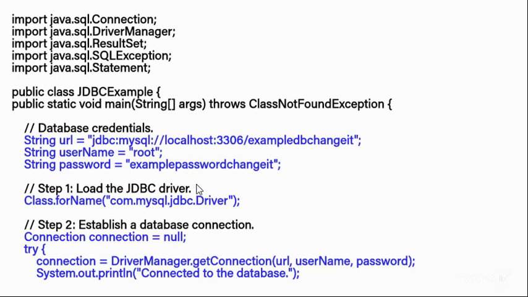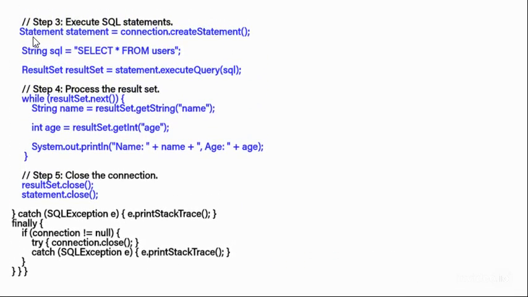Step 1. Load the JDBC driver. Class.forName(MySQL JDBC driver). Step 2. Establish a database connection. Connection equals null. Try connection equals DriverManager.getConnection(URL, username, password), System.out.println(Connected to the database). Step 3. Execute SQL statements. Statement equals connection.createStatement(). String SQL equals select asterisk from users. ResultSet equals statement.executeQuery(SQL).